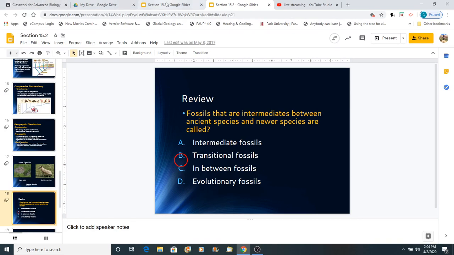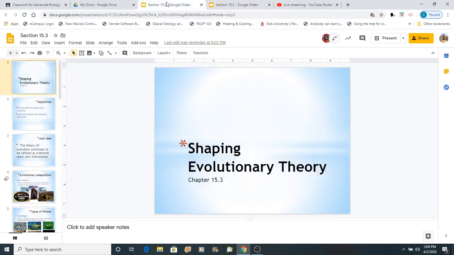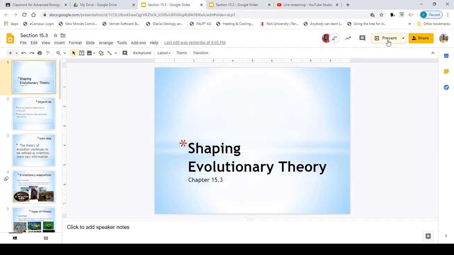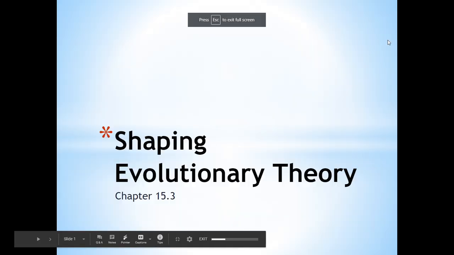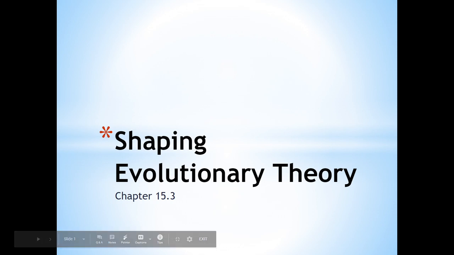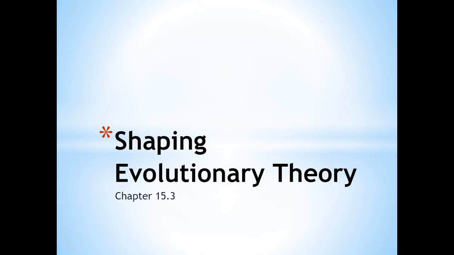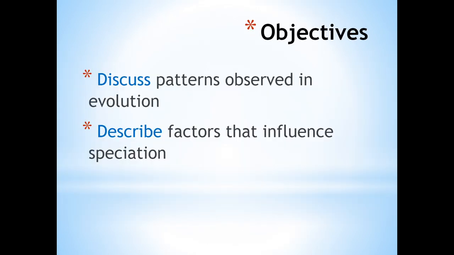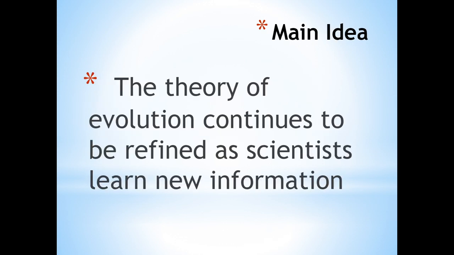So we'll go ahead and jump into the 15.3. If you have those notes, open them up and go ahead and check those out. This is shaping the evolutionary theory. We're going to try to get as far as the Hardy-Weinberg theory and stop there today. So shaping the evolutionary theory talks about our objectives: discussing the patterns observed in evolution, and describing factors that influence speciation, so how species distinguish themselves from one another.